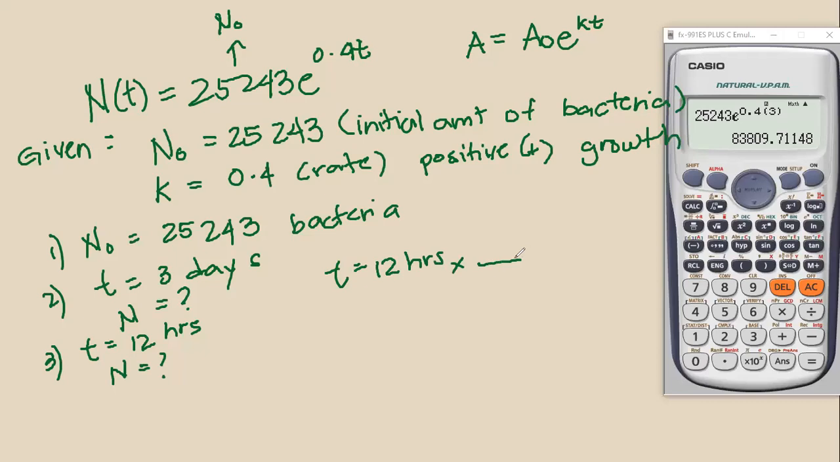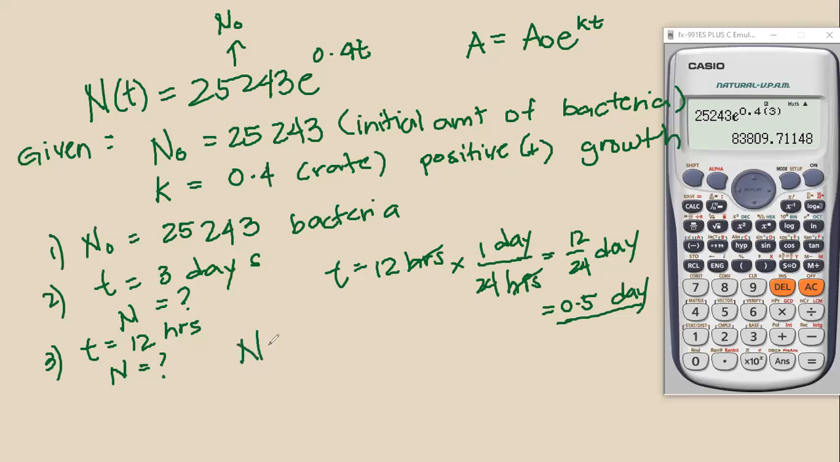So convert lang natin yan. So 24 hours in 1 day. Kinonvert lang natin yung hours sa day. Kasi nga, again, kailangan consistent sa unit. So 12 over 24 day, or equal to 0.5 day. Okay? So 0.5 yung ating gagamitin na time.